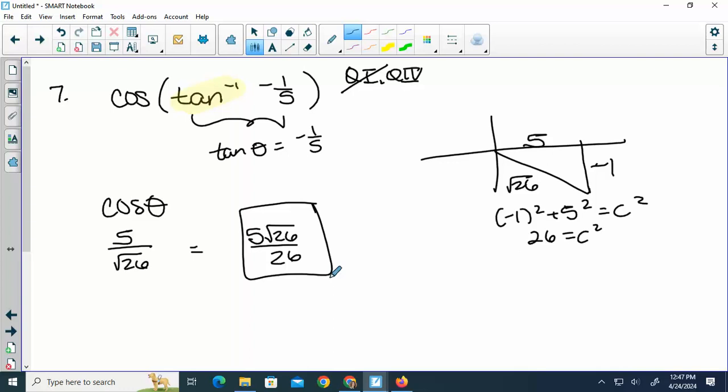How many? That one okay? Yeah. I have a space in my big notebook.